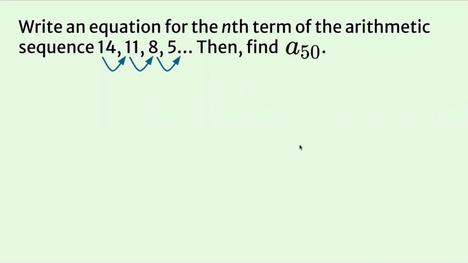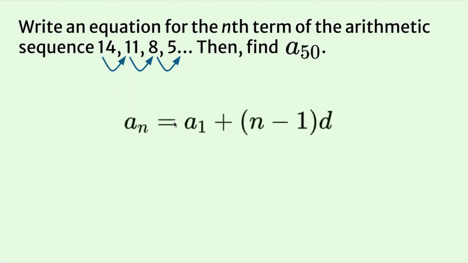Here is our first example. We're going to write an equation for the nth term of the arithmetic sequence 14, 11, 8, 5, then find a sub 50. And so first thing you want to know is the arithmetic sequence equation. Remember, it's a sub n equals a1 plus n minus 1 times d. And so what you want to do is, looking at the given values you have for your arithmetic sequence, go ahead and plug in any information you already know.